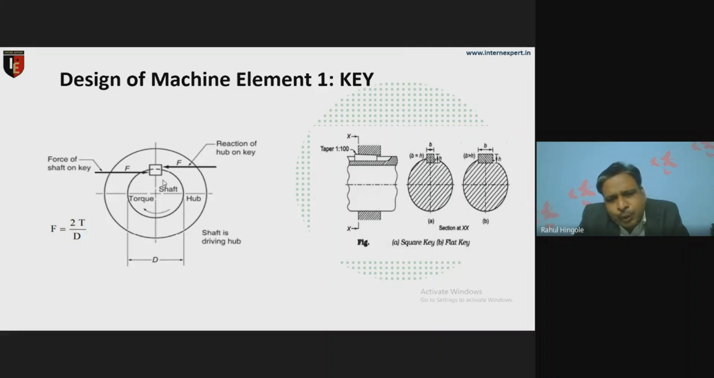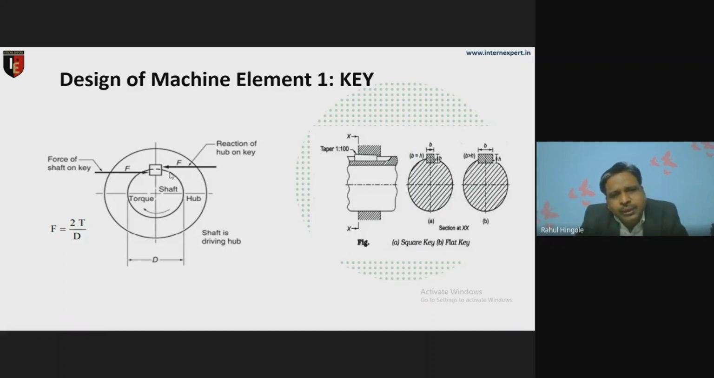This key is useful to transmit the motion or torque from the shaft to the hub. That's the one point. Secondly, it acts as a lock between the shaft and the hub. So these are the two major functions of this key. I have to see this key here. It is a small part. Okay, that is the key.